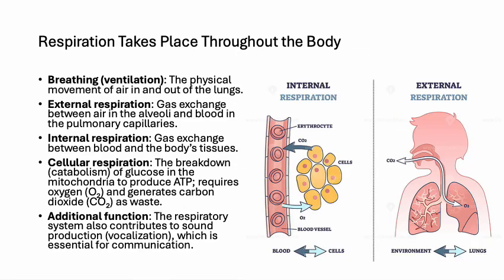Respiration isn't just about breathing. We can break it down into different levels. Ventilation, which is simply moving air in and out. External respiration, which is the gas exchange between the air and the blood in the lungs. And internal respiration, which is the exchange between the blood and tissues. And cellular respiration, which is the final breakdown of glucose in the mitochondria. It is important to remember that the respiratory system also helps us produce sound, which allows us to communicate.